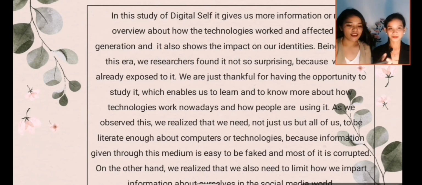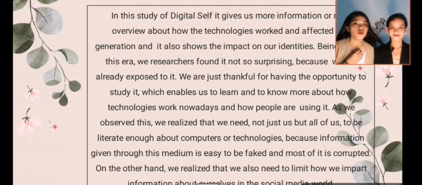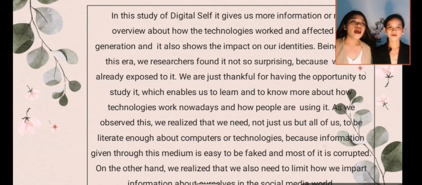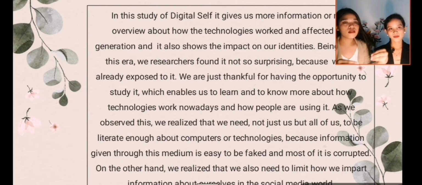On the other hand, we realize that we also need to limit how much information about ourselves we put out in the social media world. Because if you give out all your personal data, it can be used for faking accounts and for scamming other people. It can also be identity theft. Identity theft, you can be sued for that.